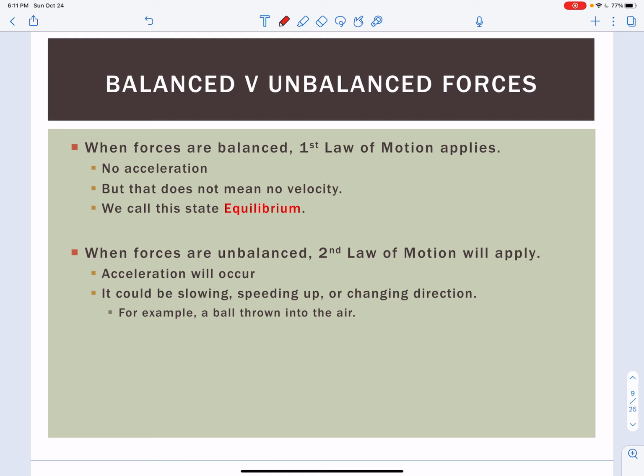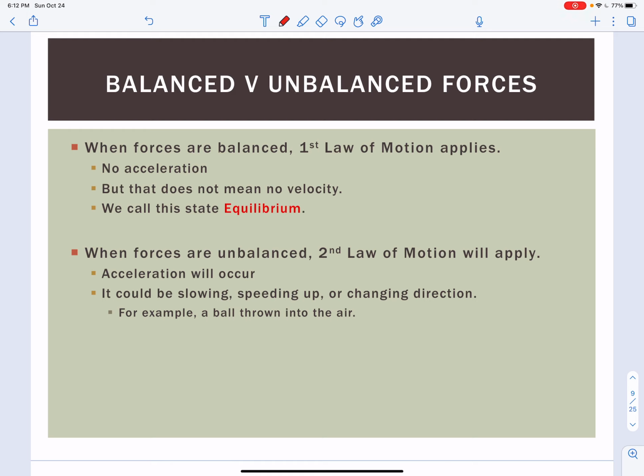Now, what about when forces are not balanced, right? Let's say I had 2 people pushing on the same thing. One of them is pushing with 5 newtons and one's pushing maybe with 2 newtons, right? Well, in such a case, now you have unbalanced forces, right? If you were to add those arrows up, they wouldn't add up to 0. And so you will have a net force of something, right?